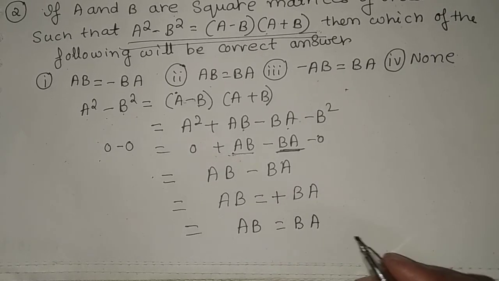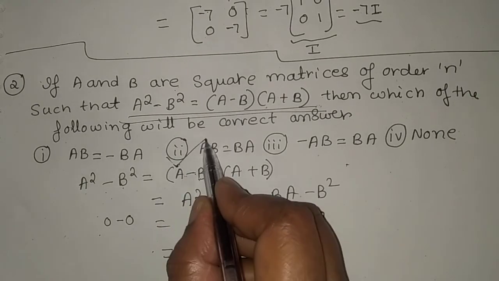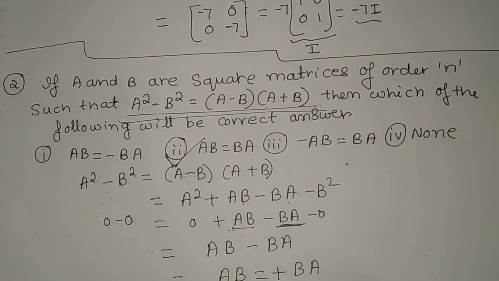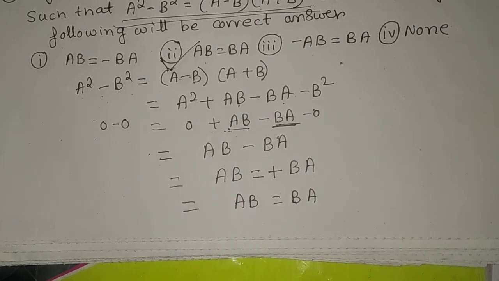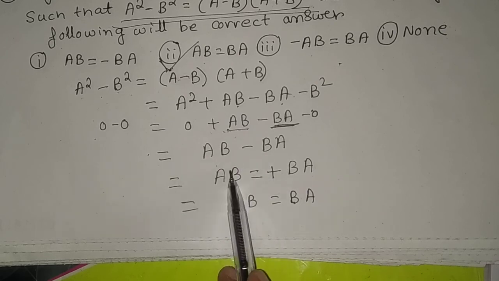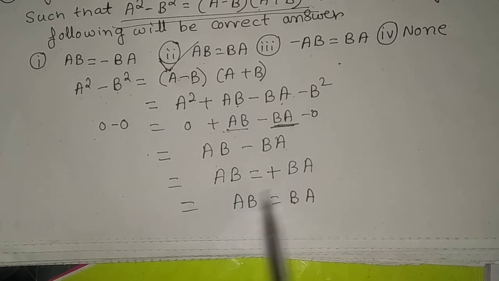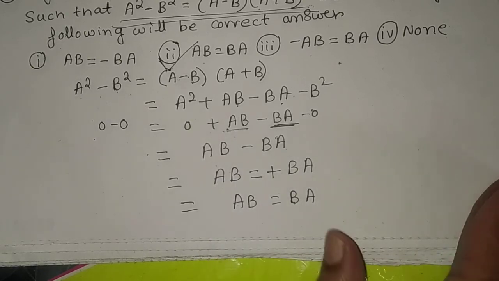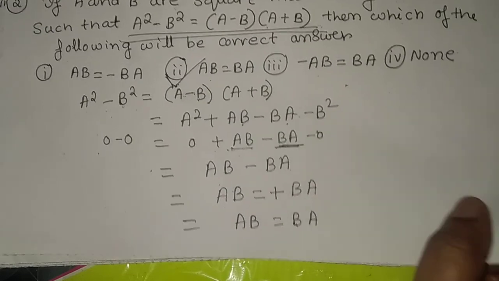So this means option 2 is the correct one. This is the solution. Just expand this and make this 0. Then only AB and BA are left. Then bring this to the other side, we get AB is equal to BA. That is, option second is the correct answer.